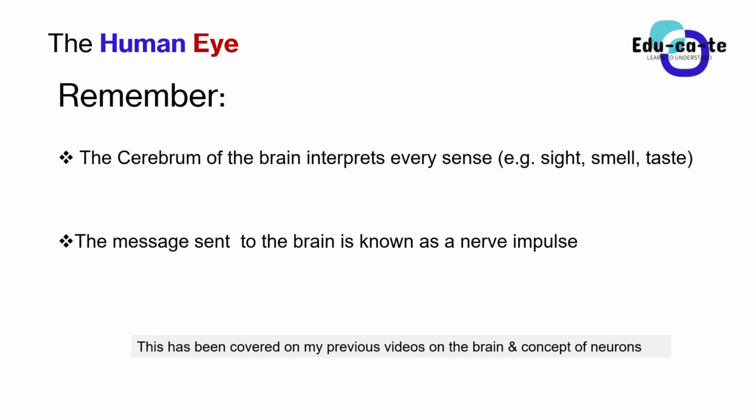So basically, you need to remember one thing from my previous video, that the cerebrum is that part of the brain that interprets each and every sense. So whether you are seeing something, smelling something, tasting something, or imagining something, everything is controlled by the cerebrum.